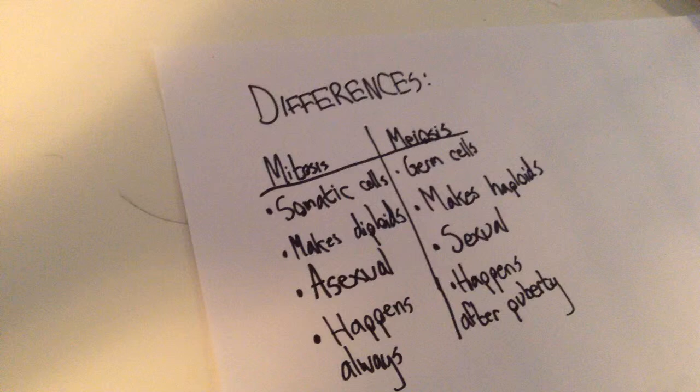Mitosis occurs throughout a person's life, whereas meiosis occurs only after puberty, once during each ovulation for women and constantly for men. Mitosis is a form of asexual reproduction, whereas meiosis is sexual reproduction.